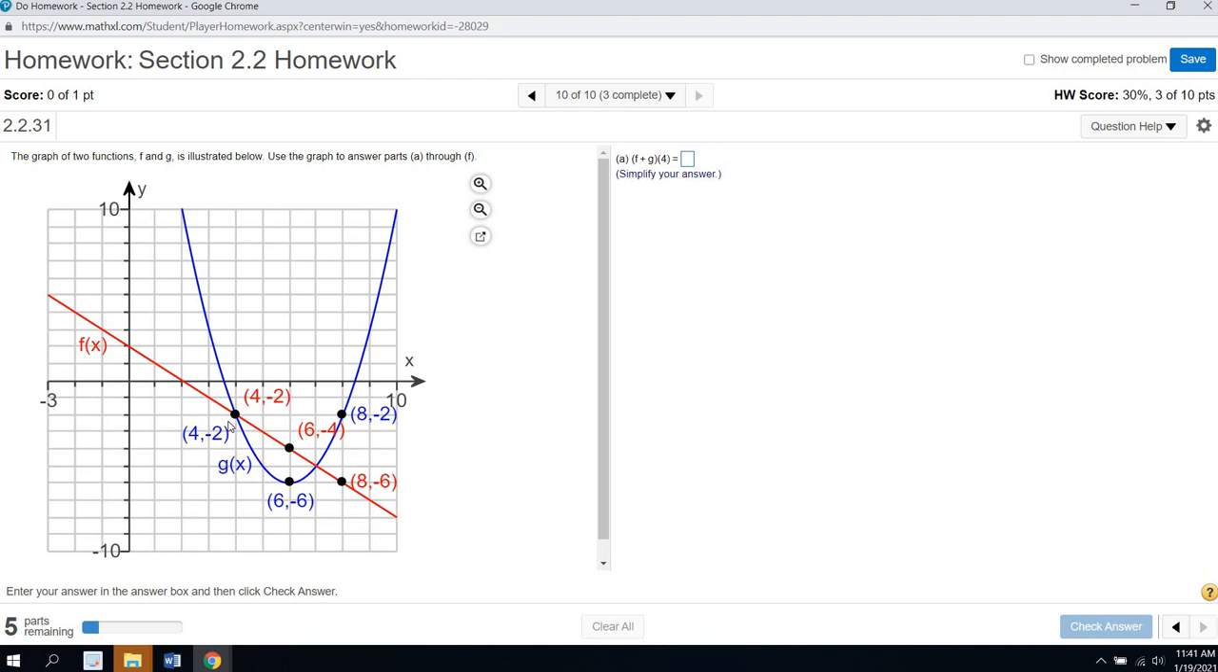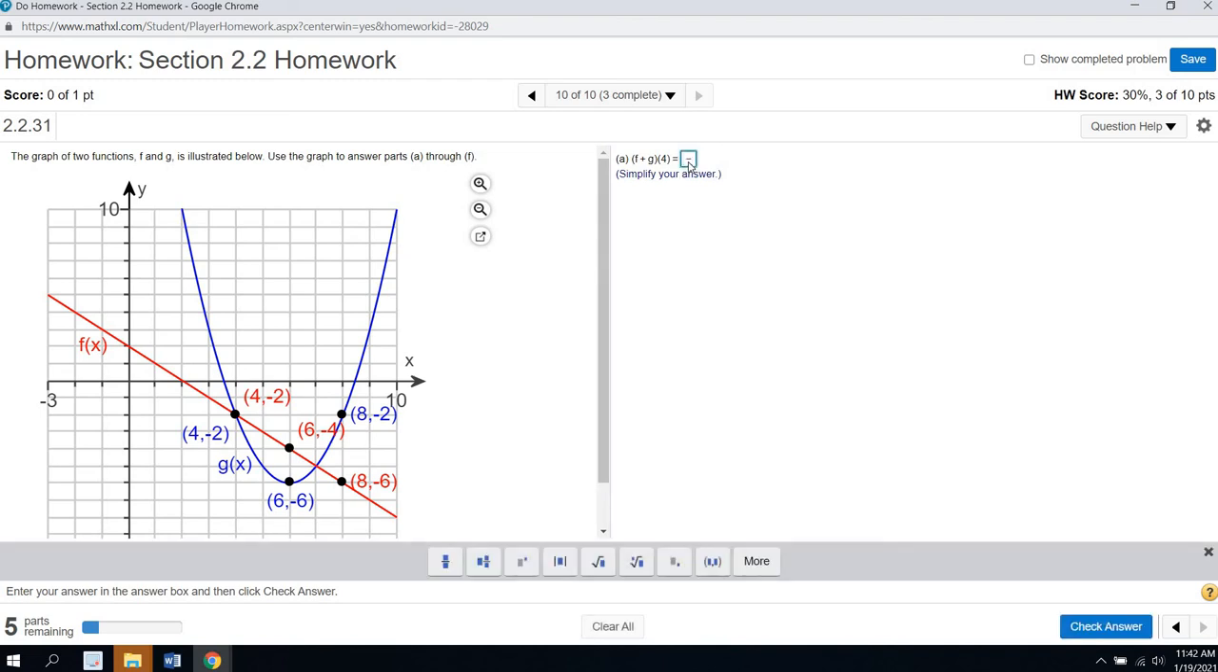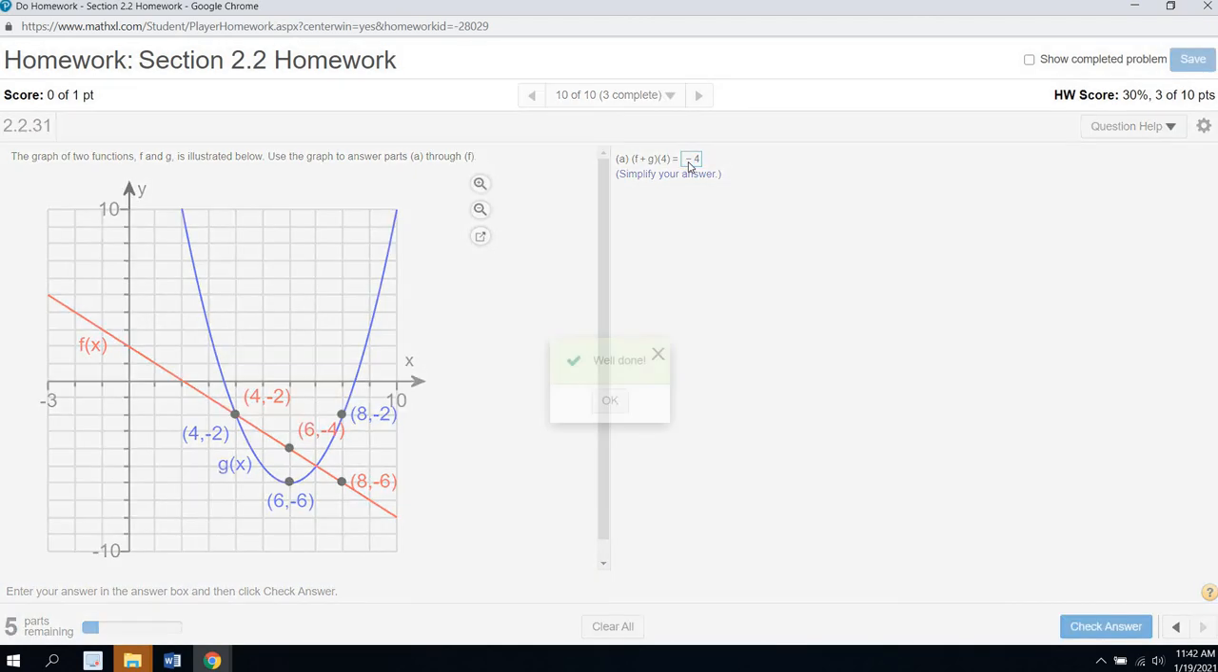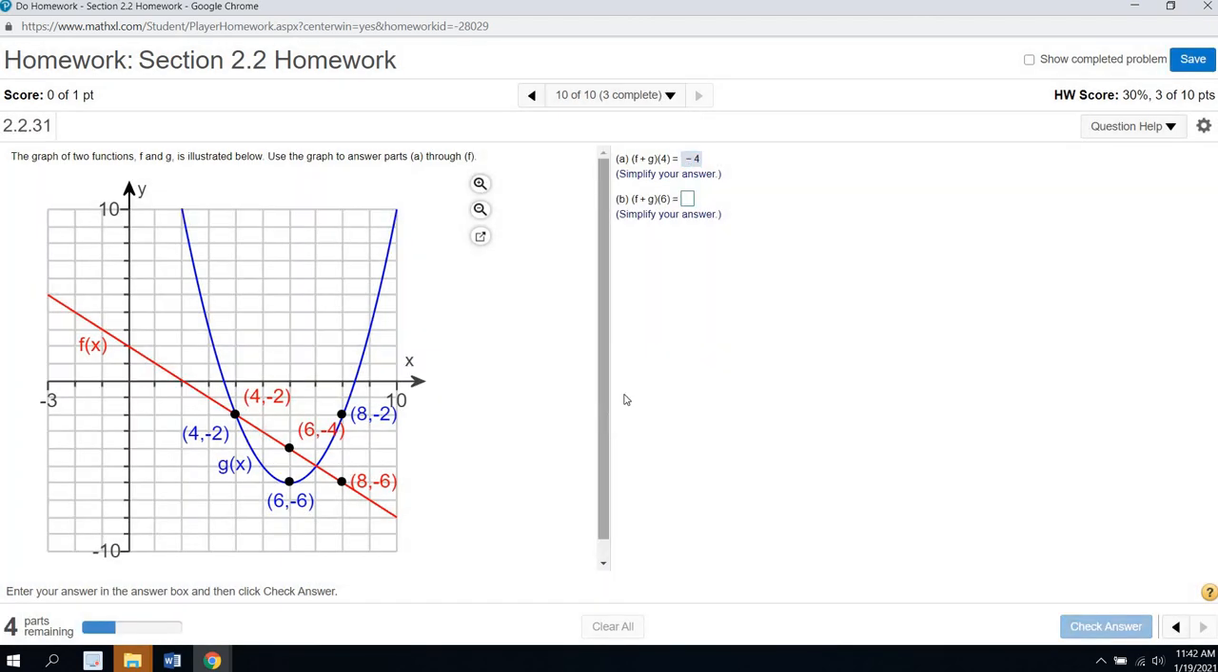So remember what f plus g of 4 is. It's f of 4 plus g of 4. Well, what's f of 4? F of 4 is negative 2. G of 4 also is negative 2. So what's negative 2 plus negative 2? Well, it's negative 4. You're just adding those two results. It's kind of unfortunate they run on top of each other.